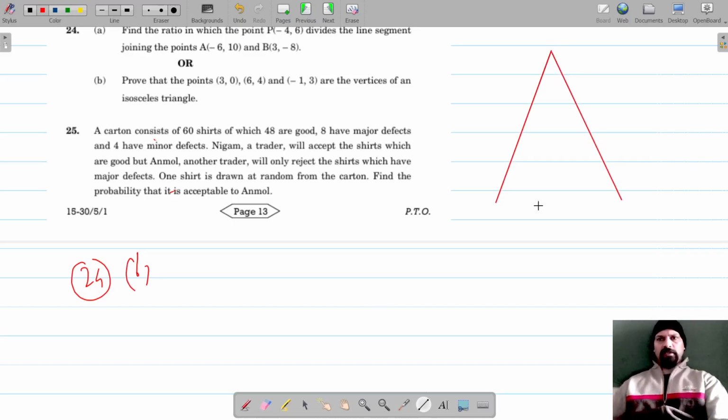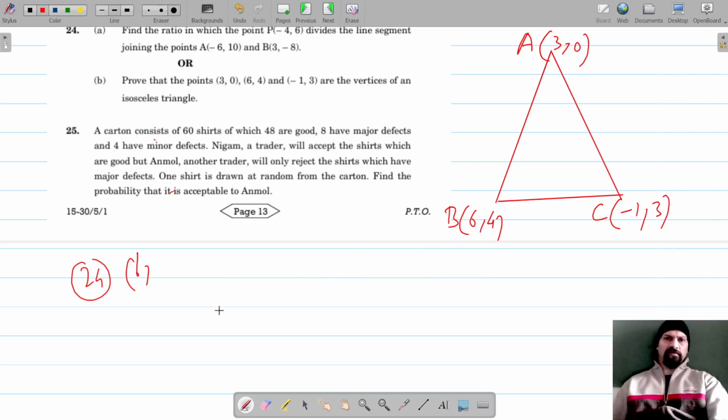Let this be the triangle ABC. So A is (3, 0), B is (6, 4), and C is (-1, 3). We have to prove that it's an isosceles triangle.